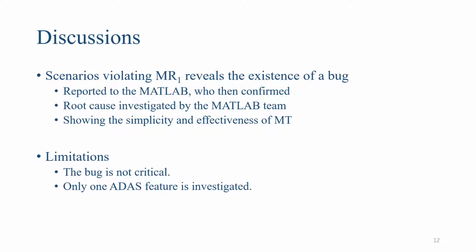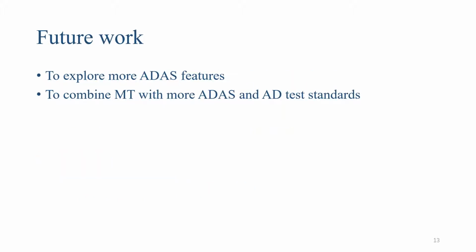However, our study has 2 limitations. One is that the revealed bug is not critical, as the root cause is only related to file handling. Also, in the real world, the orientation of the Eagle car doesn't need to be read from external scenario files. Another is that we only investigate one ADAS feature, which is a threat to external validity, for the generalization of our conclusion. And in future, we will explore more ADAS features and combine MT with more ADAS and AD test standards.